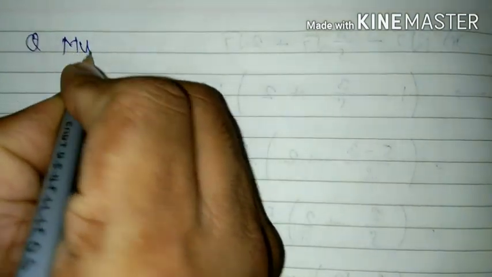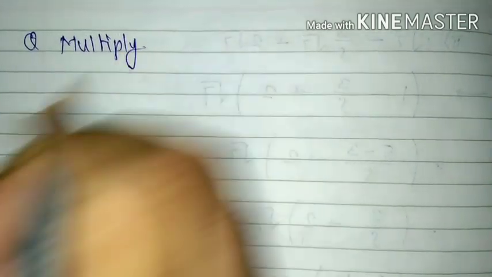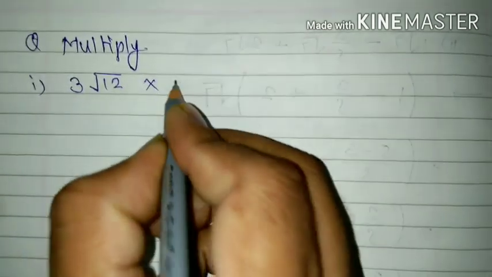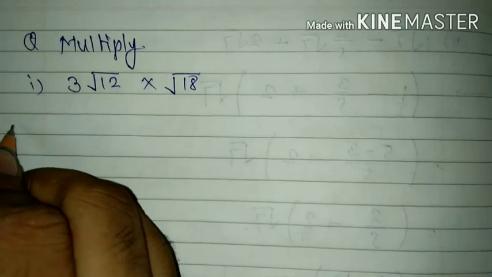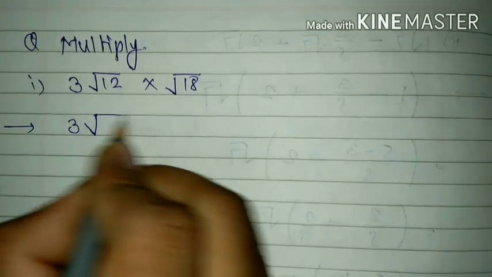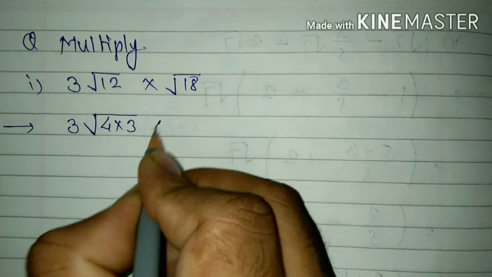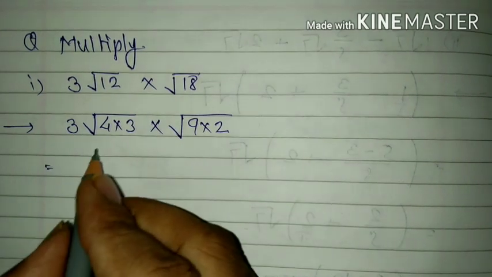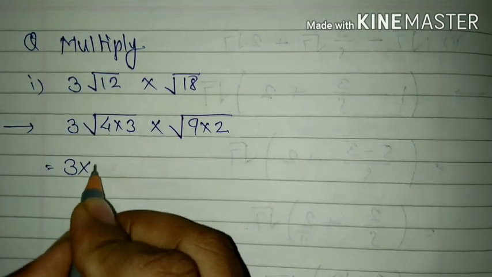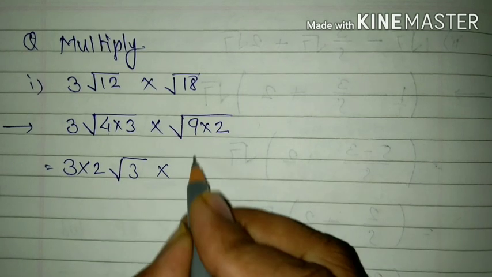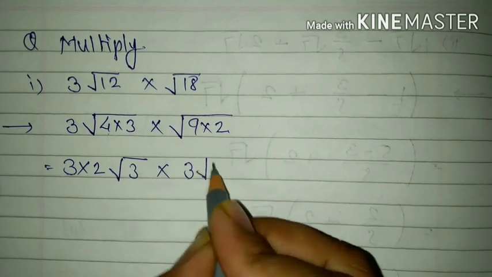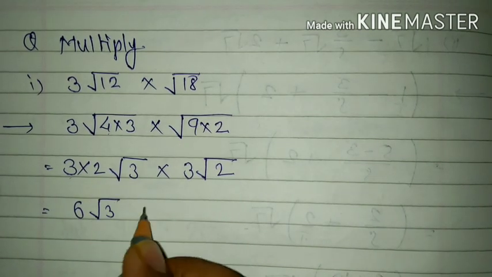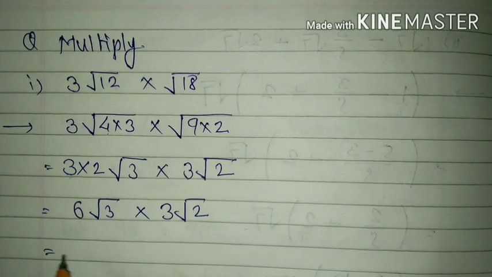Question: multiply. Okay, let us multiply. First one is 3 root 12 into root 18. So root 12 can be written as 4 into 3, and root 18 can be written as 9 into 2. So this term becomes 3, 4 comes out becomes 2 root 3, into 9 comes out becomes 3 root 2.